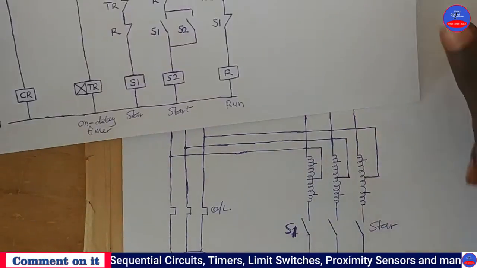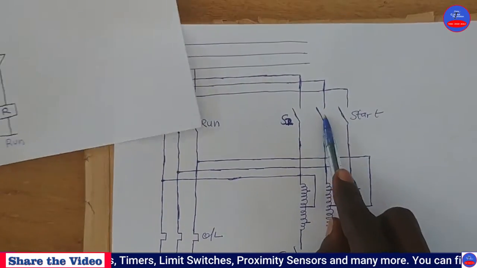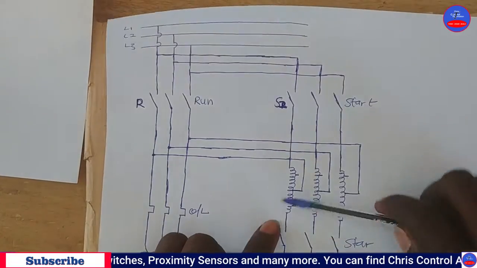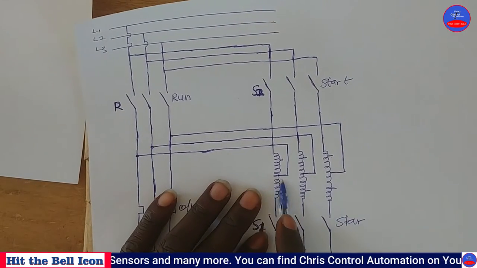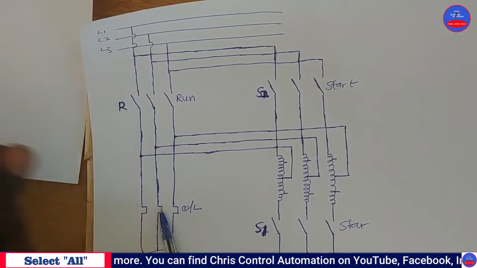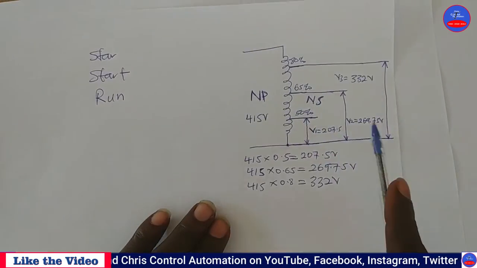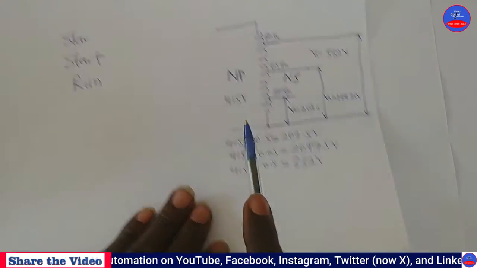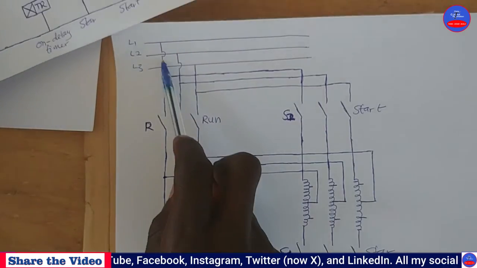Now, the moment you press it, this one will energize, and then this side will also energize. And then the 3-phase voltage is applied to the auto transformer. Now we have started this side, and then we have tapped 65% of the windings to the motor. So it means that the motor is now going to run with 269.75 volts instead of the 415 volts. I hope you understand.